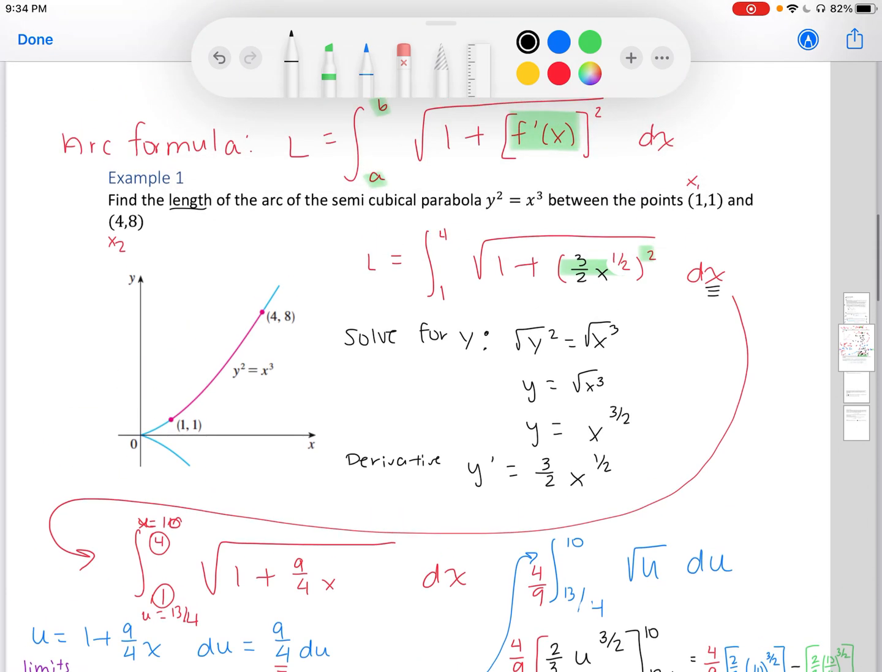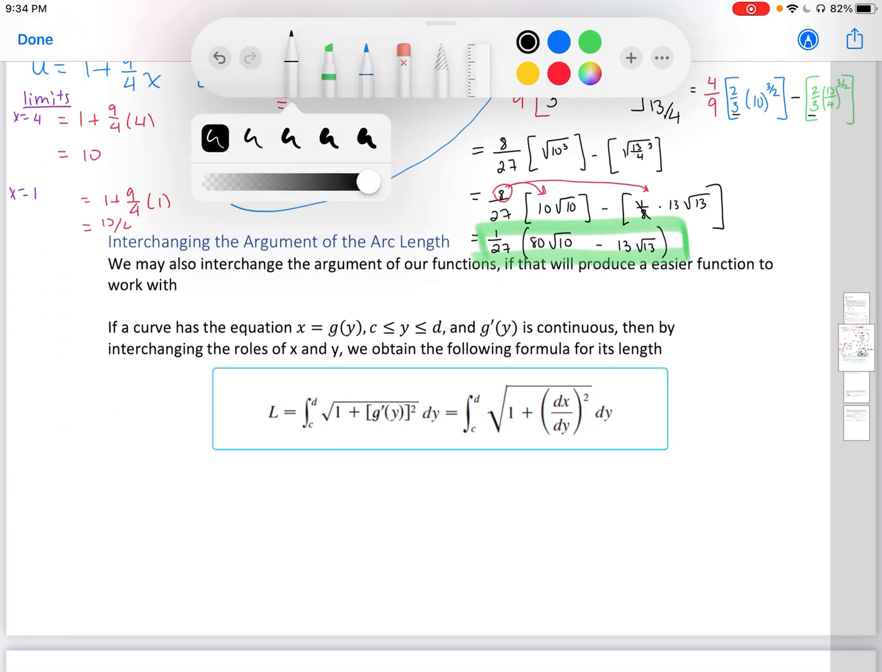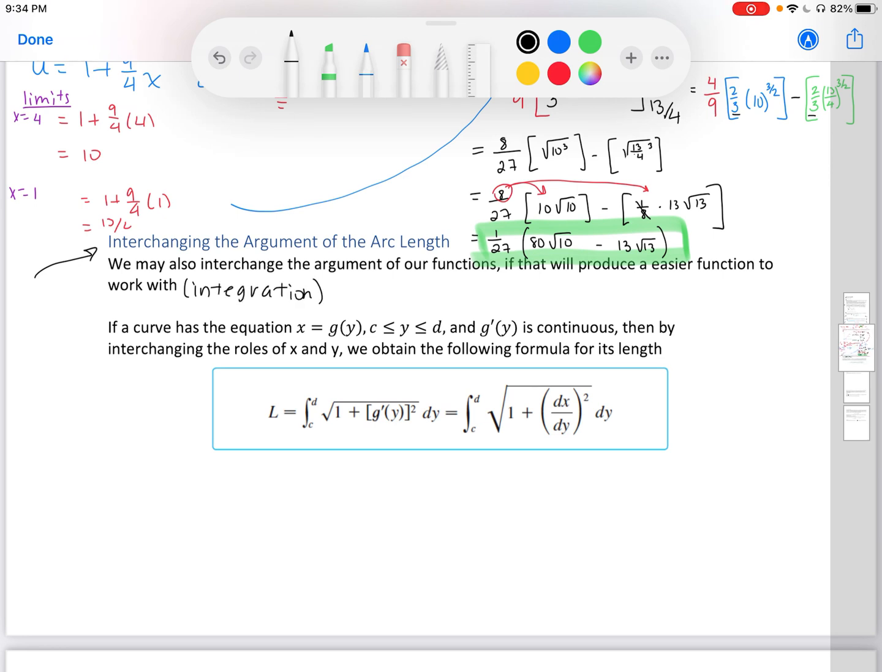Okay, now for this problem, we worked in terms of x, but really our equation can extend to work also in terms of y. With arc length, we're also able to interchange the argument. We may also interchange the argument of our functions if that will produce an easier function to work with. And when we're talking about what's better to work with, we're talking about integration. What's easier to integrate with? Because not all problems are easy.